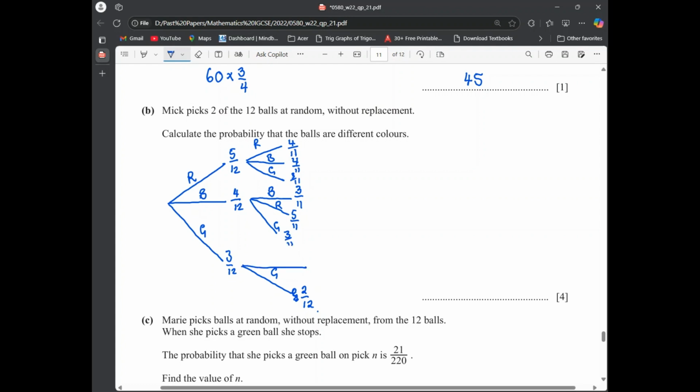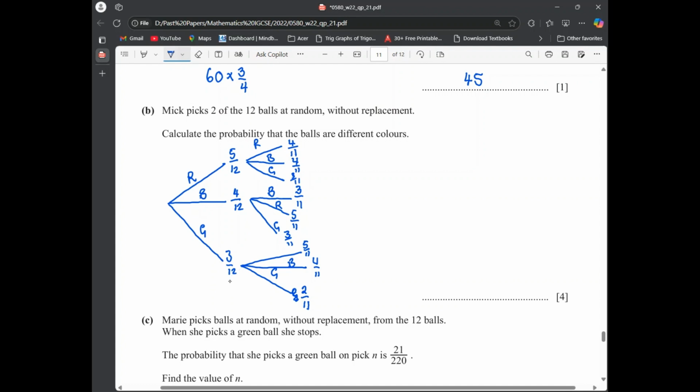Same thing with the last picks there. So we only have green, which is 2 out of 12. I'm sorry, out of 11, I beg your pardon, because now one ball has been picked and he does not replace. Sorry for that. That was a silly mistake on my part. So it's 2 out of 11, and the probability of picking a blue ball is 4 out of 11, and the probability of picking a red ball is 5 out of 11 if he has picked a green ball first.